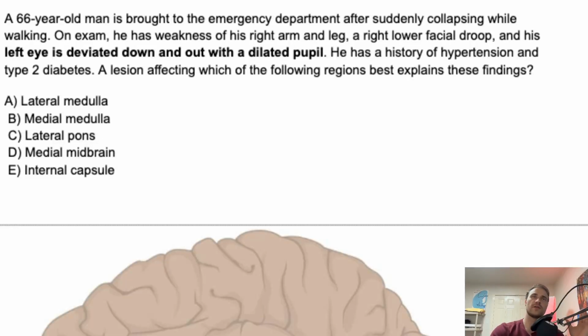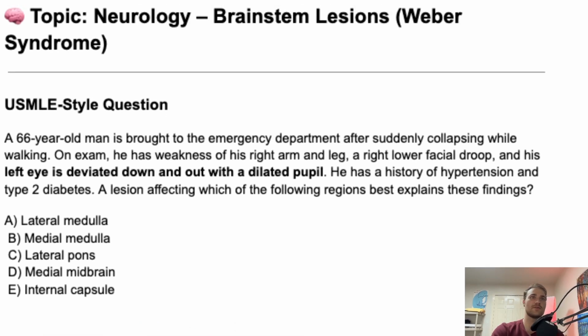What syndrome is associated with lesion of the areas of the corticospinal, corticobulbar, and the fibers of cranial nerve 3? Think, and then we'll dive into this question together.